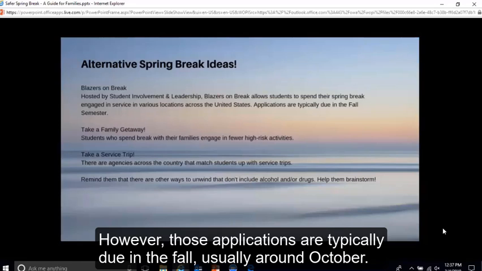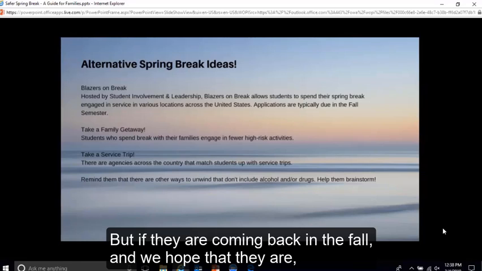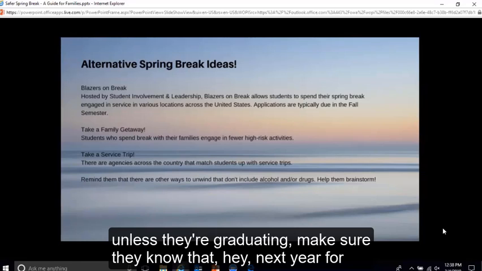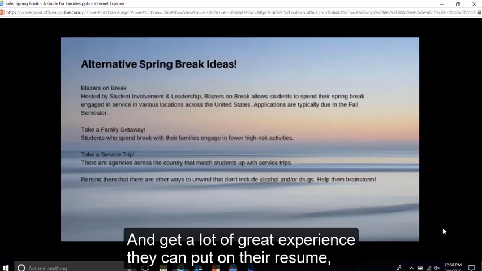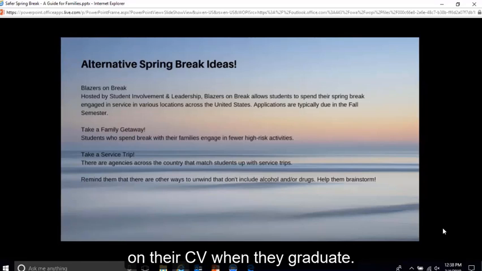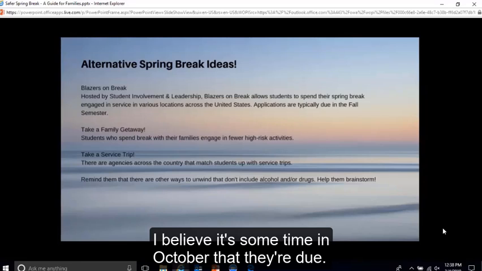However, those applications are typically due in the fall, usually around October. So it's too late to get into Blazers on Break this year, but if they are coming back in the fall, and we hope that they are unless they're graduating, make sure they know that next year for spring break, you could go on this really awesome service trip and get a lot of great experience they can put on their resume or CV when they graduate. And they know that they need to get those applications in before, I believe, sometime in October.